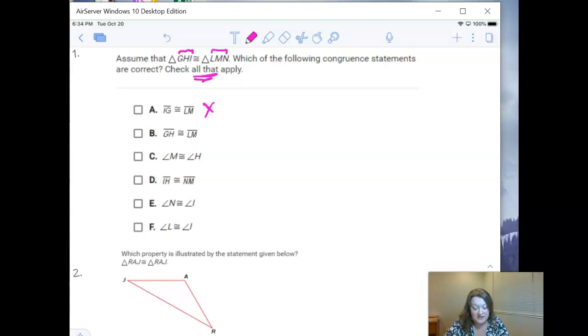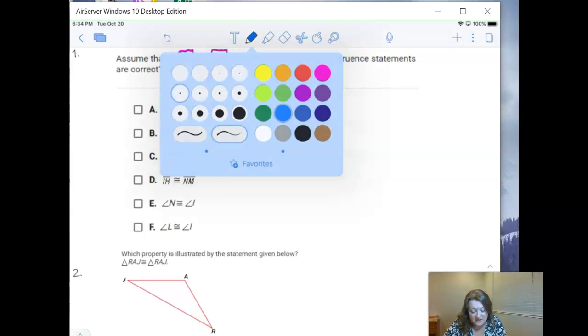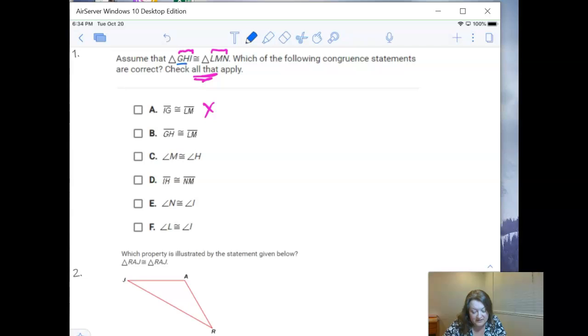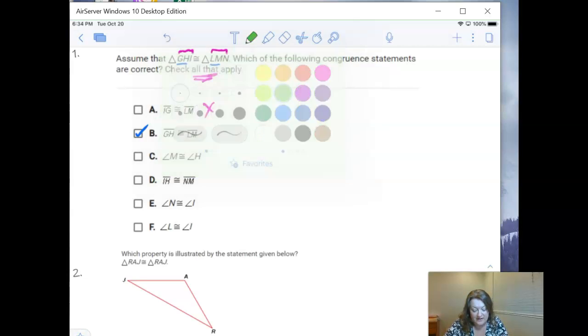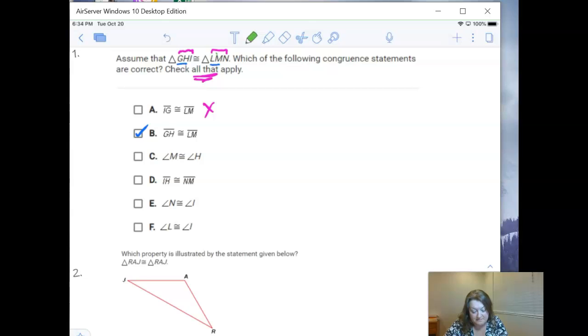How about GH? Well, GH is the first 2 letters of this triangle, so is it LM on the other side? It is, so this is one we want. How about angle M and angle H? Okay. So angle M was the middle letter, so it should be middle letter H. It is, so that one works.